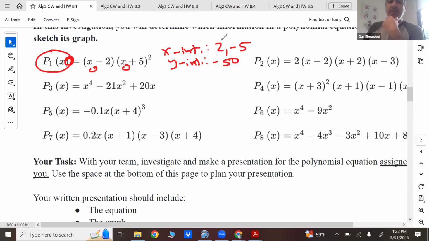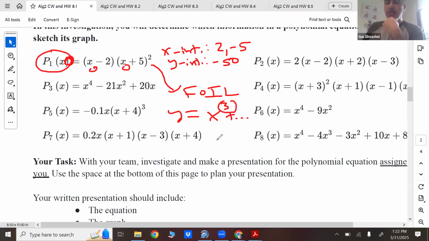Yeah, -50, exactly right. Okay, if I were to expand it or FOIL, what do you think the leading term would be? x raised to what power? Cubed, good, excellent. Plus a bunch of other terms, right? Whenever the degree is odd, we expect the arrows to go in opposite directions. And also at -5, notice there's a square there, right? That's going to be a bounce, by the way.